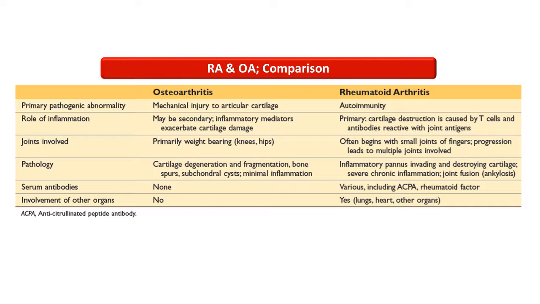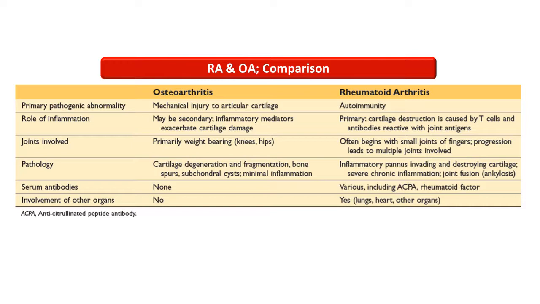The primary pathogenic abnormality in osteoarthritis is mechanical injury to articular cartilage, while rheumatoid arthritis is an autoimmune process. The role of inflammation is secondary in osteoarthritis, while rheumatoid arthritis has an inflammatory role right from the start. The joints involved in osteoarthritis are primarily weight-bearing joints, and in rheumatoid arthritis, the small joints of the fingers are affected first, and multiple joints later on.